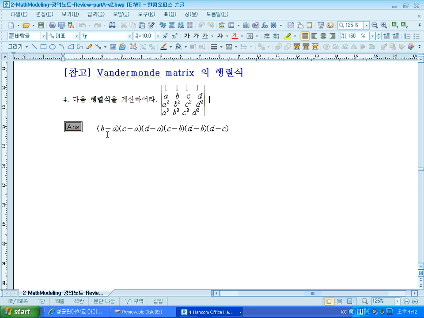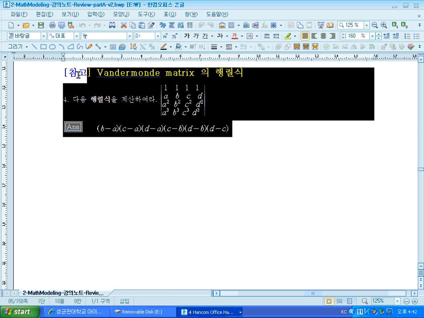If you see, here we have B minus A, C minus A, and D minus A, times C minus B, D minus B, and D minus C, like this. There are three terms with minus A at the back, two terms with minus B at the back, and one term with minus C at the back.